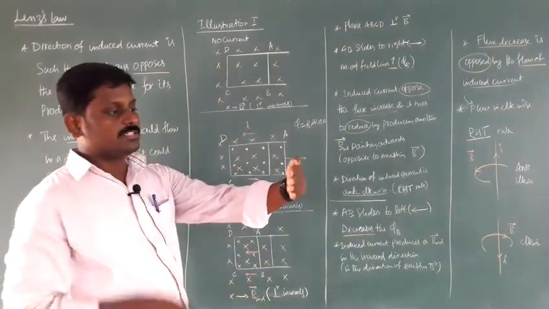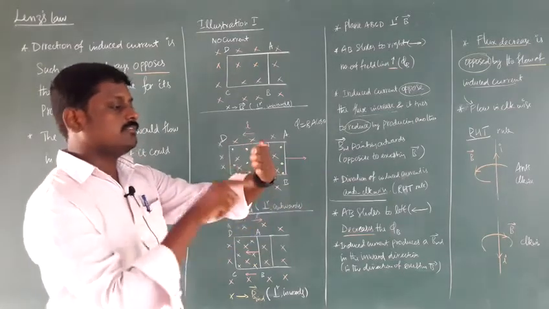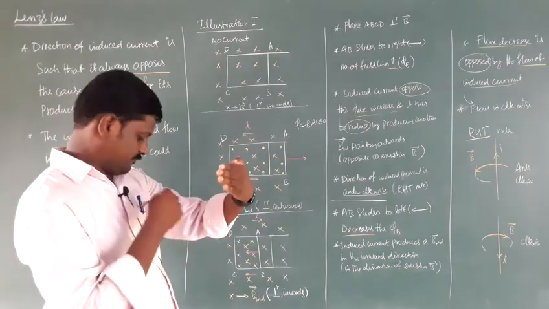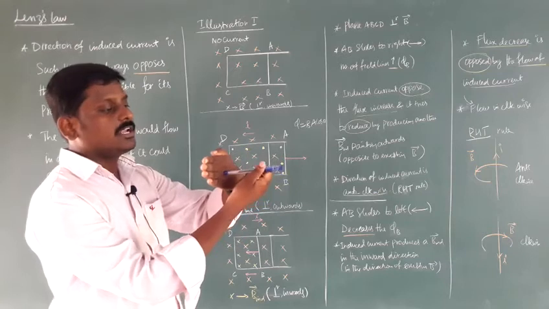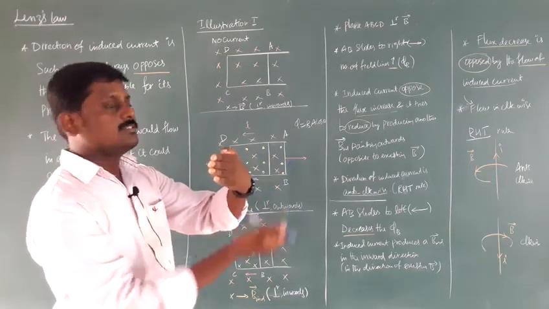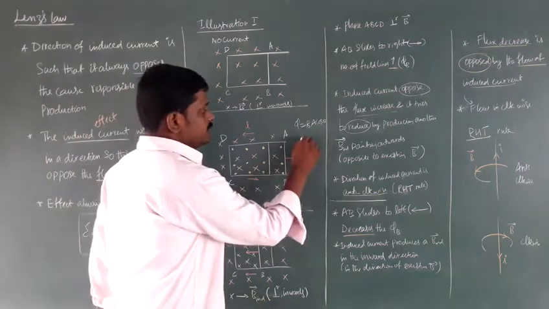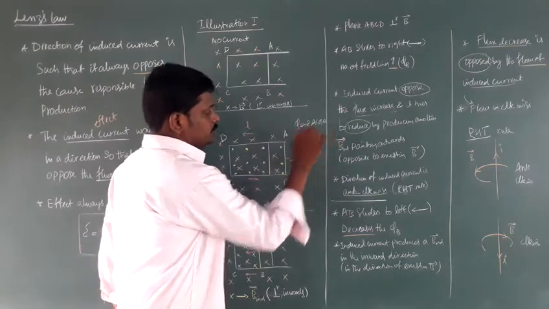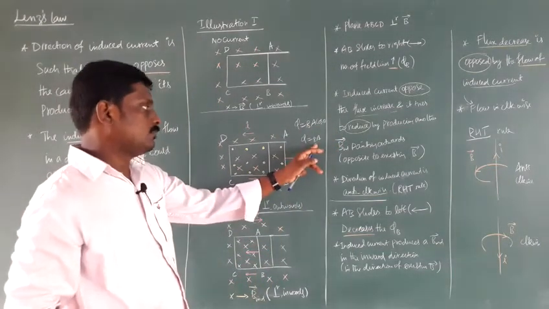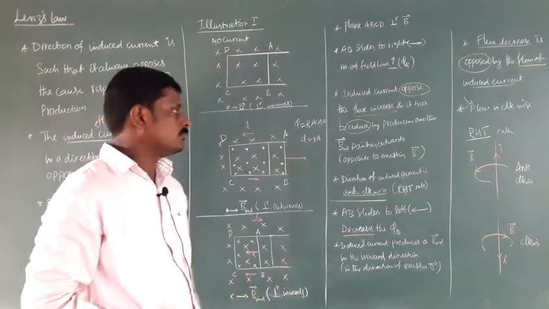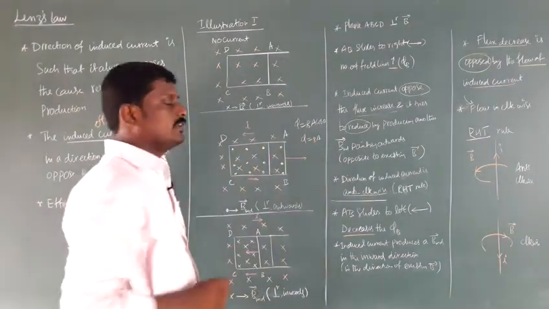This is the surface, and the magnetic field points inwards. What is the direction of n cap, the normal vector? Both are in the same direction, so cos 0 is 1 and phi is equal to BA. So the magnetic flux is directly proportional to the magnetic field as well as the area. If the area increases, the magnetic flux increases.